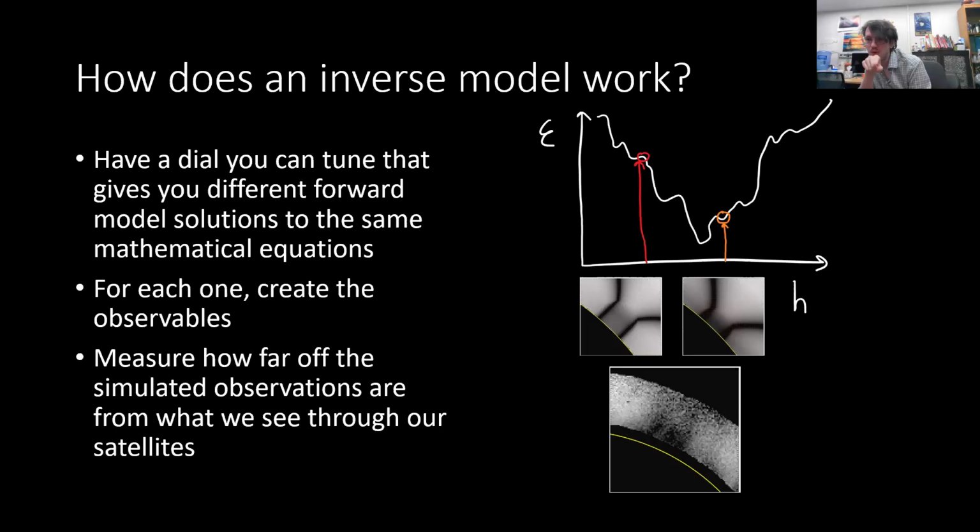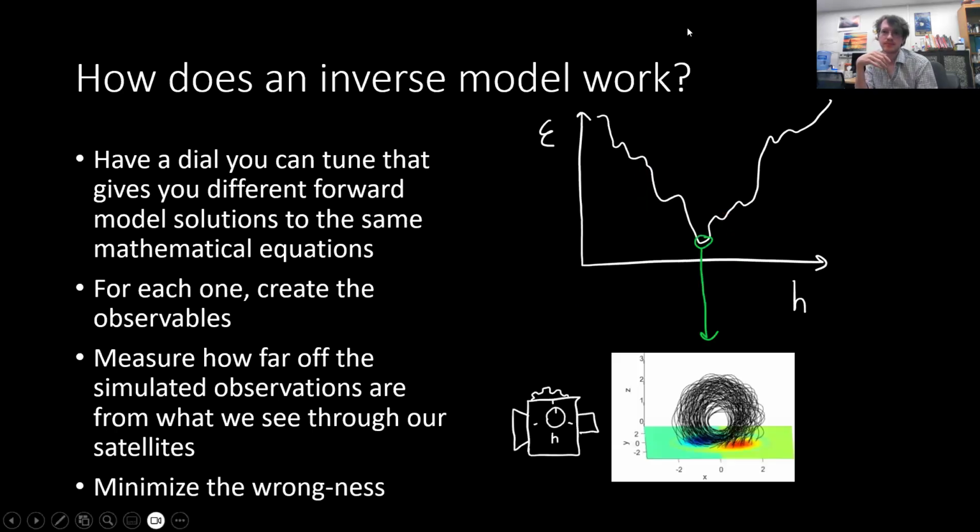And then we look for the low point of that graph. We use math and we find the low point of that graph, and we say that place where that knob got tuned is where we think the right field is. So we just minimize, we find the low point of the graph, and that gives us a field that we think is the field that really is happening on the sun.